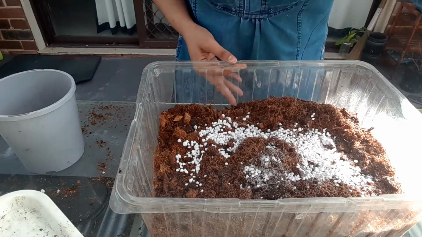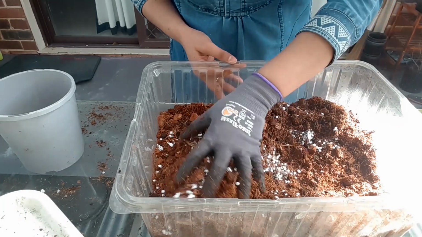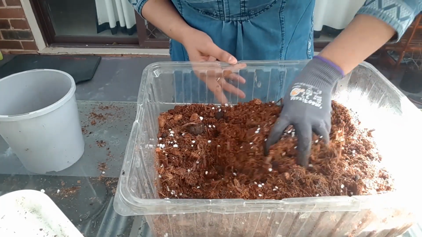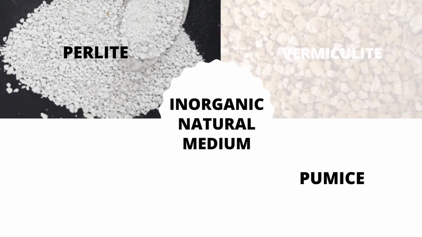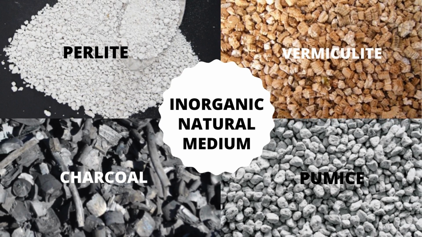The second component is the inorganic natural materials, which are basically added to provide better drainage, to provide soil aeration and to prevent soil compaction. For example, perlite, vermiculite, pumice, coarse sand and charcoal.